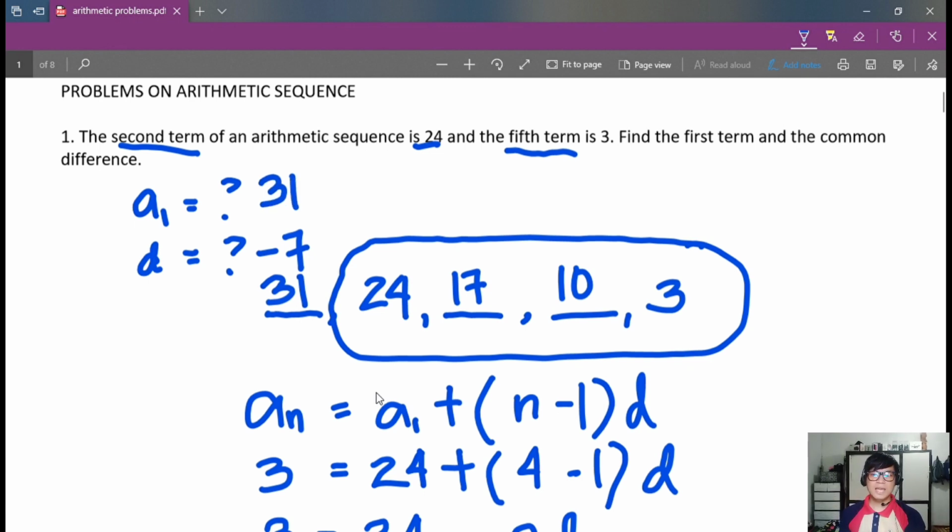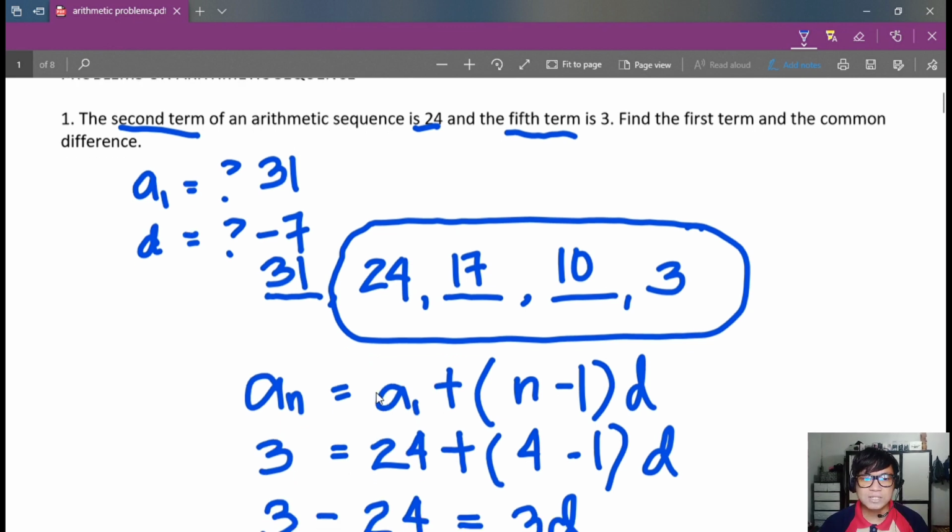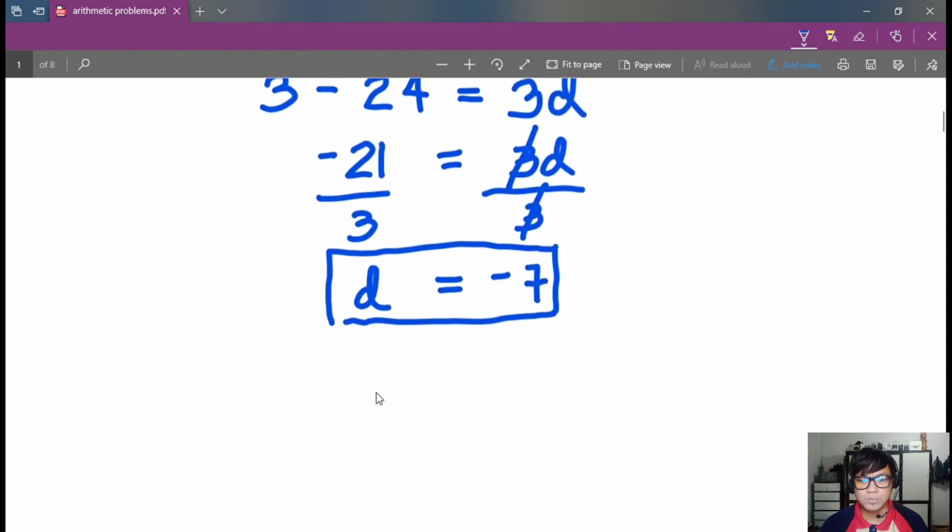So, sagot na natin. Find the first term. The first term is 31. The common difference is negative 7. Okay? So, let's proceed to number 2.